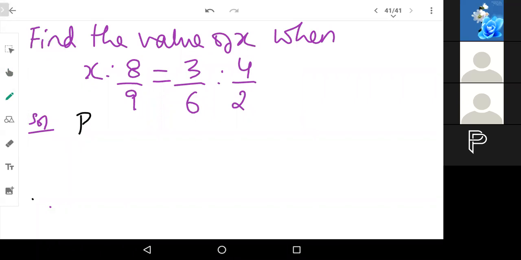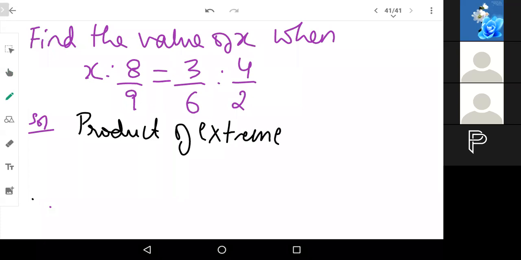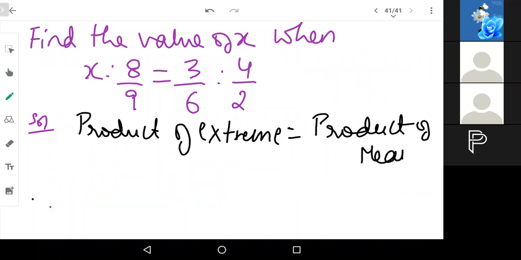So product of extremes, write down the formula in every problem. Formulas will contain marks. Is equal to product of means. Okay, so what is it, Lakshmi? No, 2 by 3 is not the answer, I think. Just check properly once again. It should be 2 by 9.